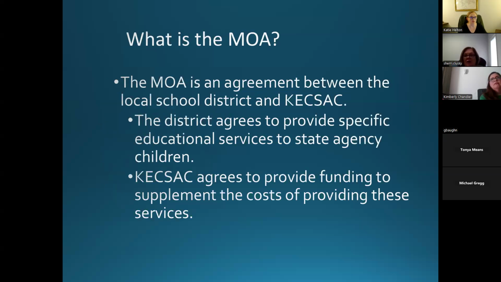So today we're going to say, what is an MOA? An MOA is a Memorandum of Agreement. It's a document that your district signs off on and KECSAC signs off on, saying what it is that we're going to provide and what you're going to provide to both parties, so that there's no misunderstanding, no confusion as to what's required if you are a KECSAC program.